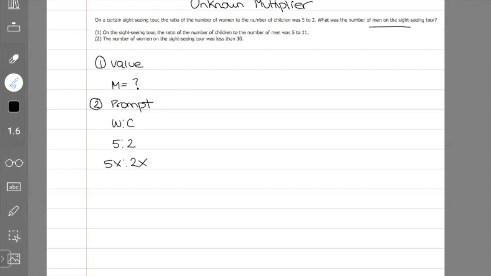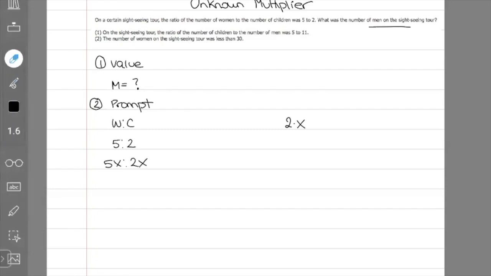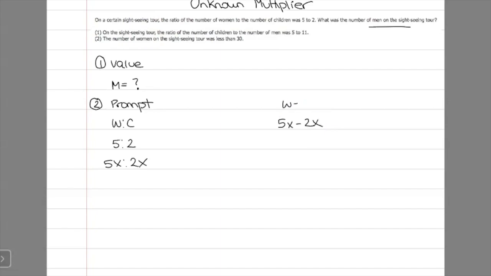So if, let's pretend, we were looking for the children, then we know that we're looking for 2 times x. Once we find x, we just have to multiply by 2, and that's going to be your answer. Or if they wanted the difference between the number of women and children, then you'd want to look for 5x minus 2x, that's women minus children, so 3x. It's much better to work with the actual number of women and children rather than the ratio of them.